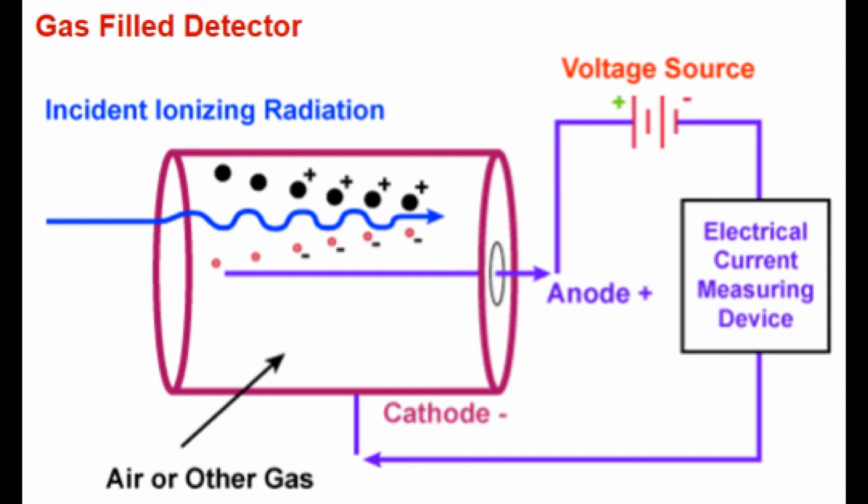Next, the gas filled detector. This instrument works on the principle that as radiation passes through the air or a specific gas, ionization of the molecules in the air occurs.